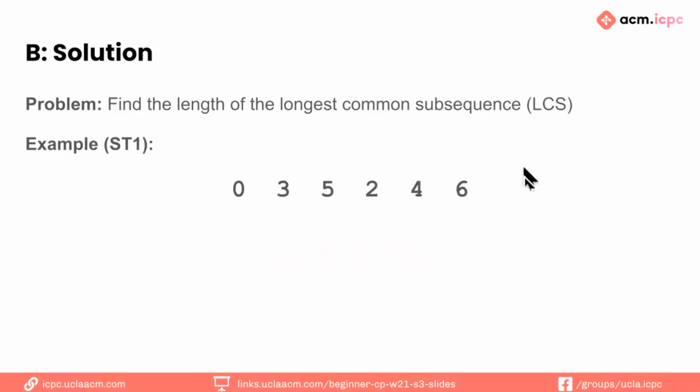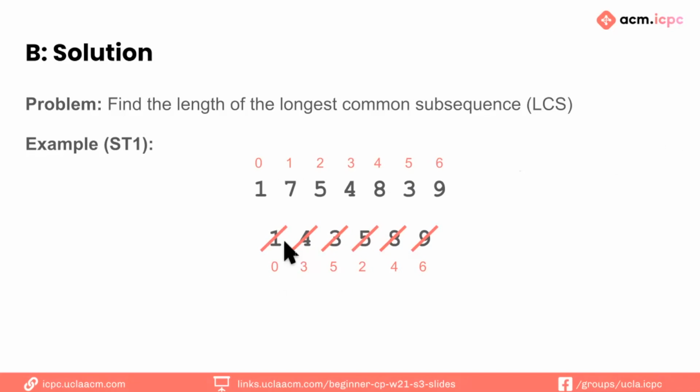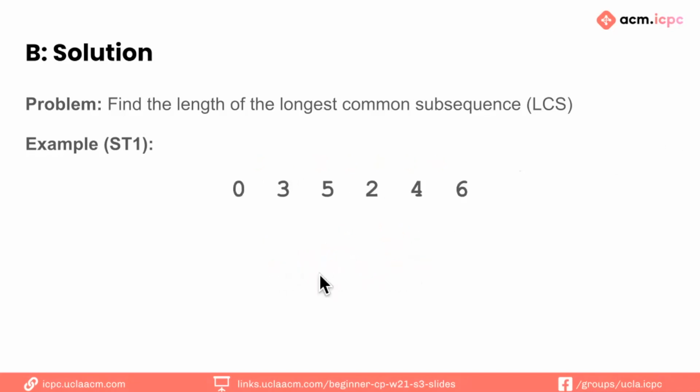And so yeah, this comes from replacing these numbers with the indices from the other sequence, and you get 0, 3, 5, 2, 4, 6. And from here, you can just apply LIS to get 0, 2, 4, 6, which would output 4. And it turns out that that's pretty much it to the solution.